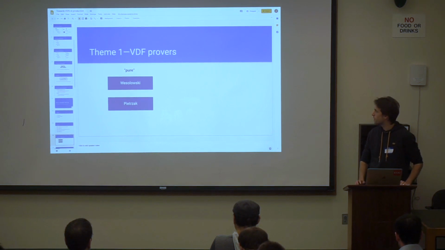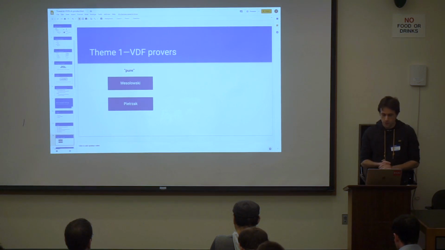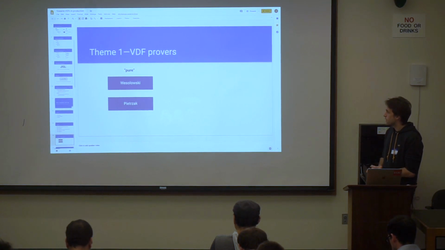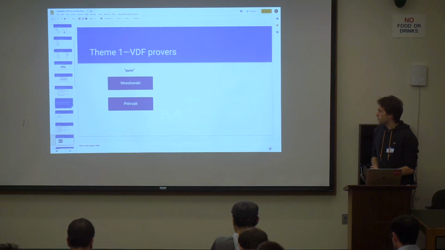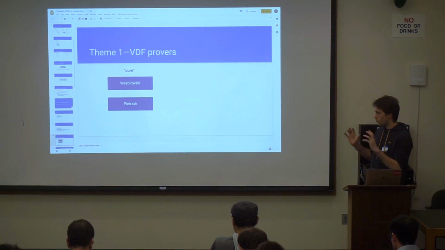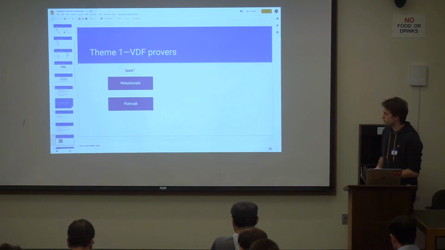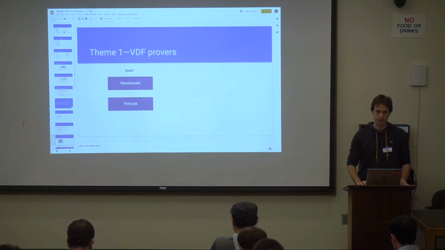Okay, so theme 1, VDF provers. 8 months ago, we had these 2 pure VDF proving schemes. By pure, I mean it's just one simple idea, and the 2 constructions are by Wesolowski and Pietrzak.